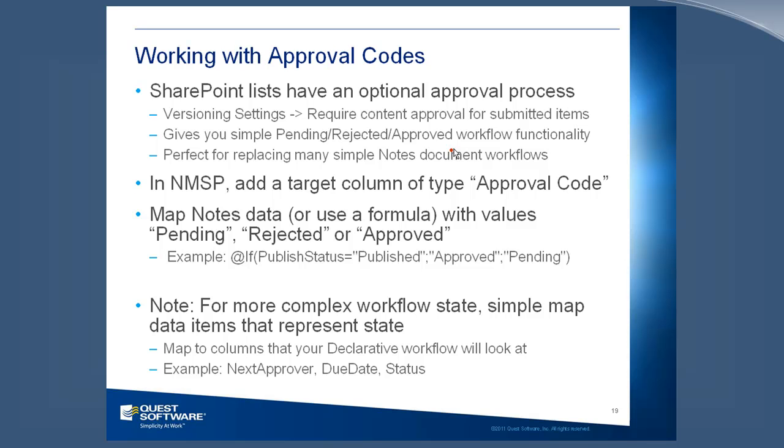So if you want to do that, you add our target column in our tool of type approval code, and then you can map notes data that represents the approval status. And you have to use the terms that SharePoint will like: pending, rejected, and approved. And so here's an example of a formula that took a notes app that used to say published and unpublished, and it was a formula that says if the published status was published, then we're now going to yield approved, otherwise we'll yield pending. And so we've kind of mapped the way the notes app did it over to the way SharePoint wants to see it. And if you do that, you get nice approved documents in the list.